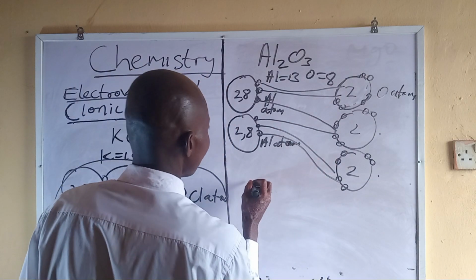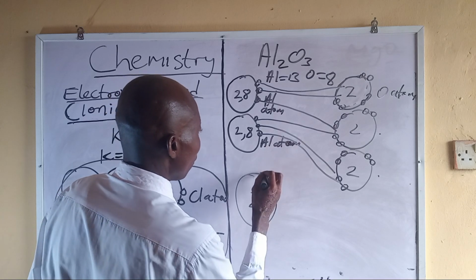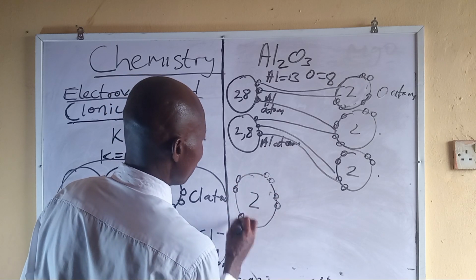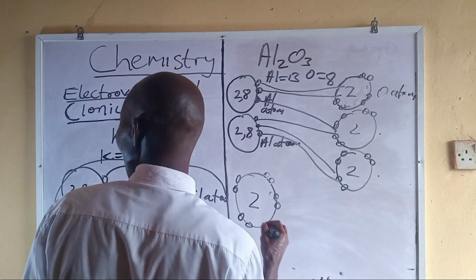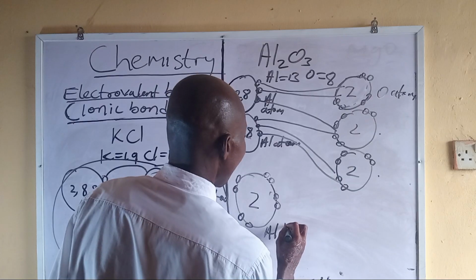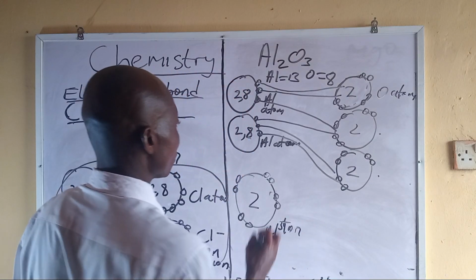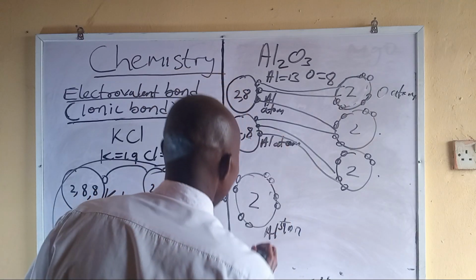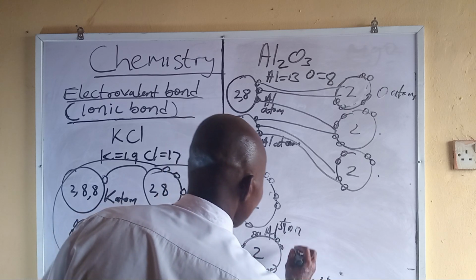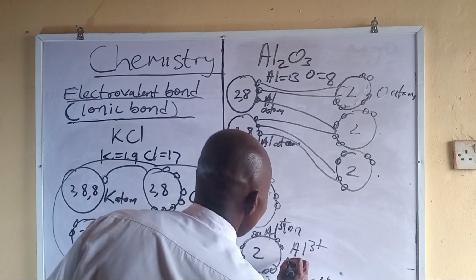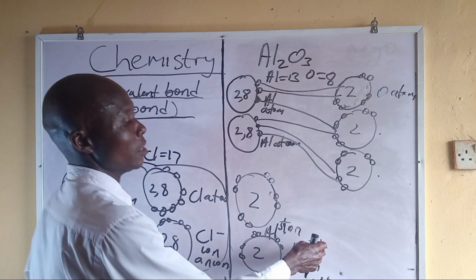Now, after the transfer of electrons, see what happens. This one will now become the aluminium ion: 2 here, 1, 2, 3, 4, 5, 6, 7, 8. This will be the outermost shell of aluminium now, because the 3 electrons have been used for bonding. This is called the aluminium ion, which is going to be 3 plus. The other one is also 2, 8, an aluminium ion, 3 plus. This is also a cation, because they are metals. This 3 plus means it has transferred 3 electrons.